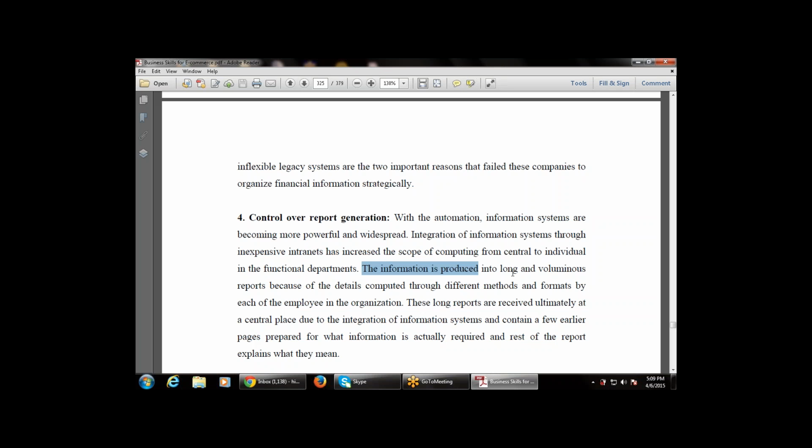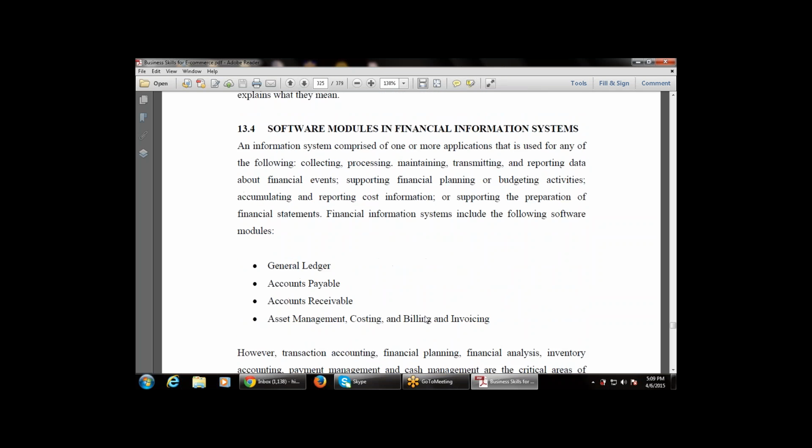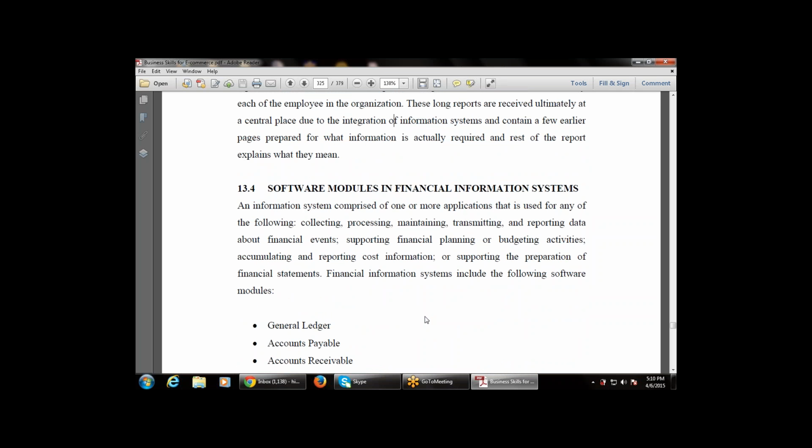The information is produced into long and voluminous reports because of detail computed through different modes and formats by each employee in the organization. These long reports are received ultimately at a central place due to the integration of the information system. That is, with the use of the network, the information system, and the tools available, every piece of information is gathered at one place. That is, there is a centralized location of all the information. This becomes very useful whenever there is a preparation of the report, because every material is collected at one place, so report generation is much easier for the manager.